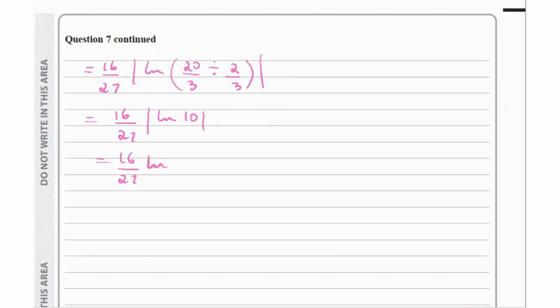This is going to equal ln of 20 over 3 divided by 2 over 3. Since two ln's were being subtracted, we can combine it as a single ln by dividing the numbers. So 20 over 3 divided by 2 over 3 is going to give us ln of 10. So 16 over 27 times ln 10. Lambda is going to be 16 over 27, and ln 10 is exactly the same as what was given in the question. So that's your answer.